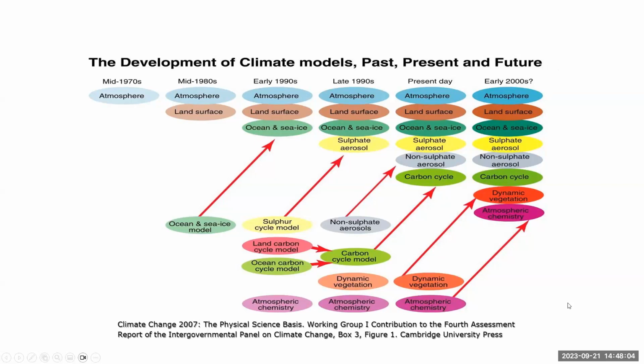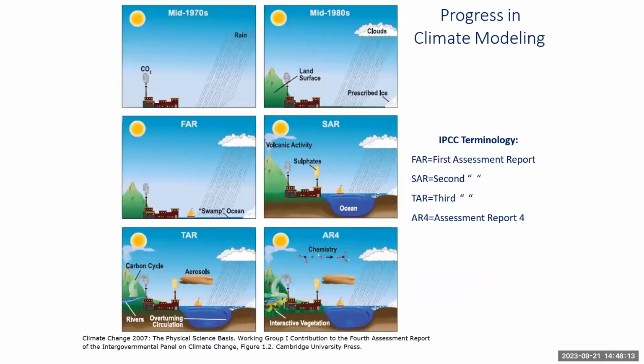So basically, these are taken from the assessment report 4 of the 4th IPCC. Progress in climate modeling, going by assessment report 4: in the mid-70s, rains and CO2; mid-80s, clouds, land surface, and prescribed ice. Then the first assessment report, when swamp ocean came into the picture. The second assessment report added volcanic activity, sulfates, ocean. Third assessment report, carbon cycle, aerosols, thermohaline circulation, and rivers. And then assessment report 4, even chemistry and interactive vegetation.